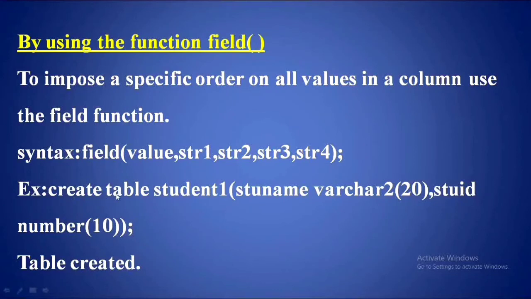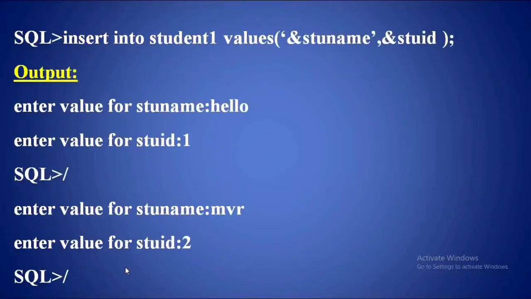Example: create table student1. First create the student1 table and the fields are student name. Name is character data, so the data type is varchar of size 20. One field completed. Next comma. Student ID is number data, so the data type is number of size 10. Bracket close, semicolon. Press enter key. Student1 table is created. After creating the table, the values are inserted.